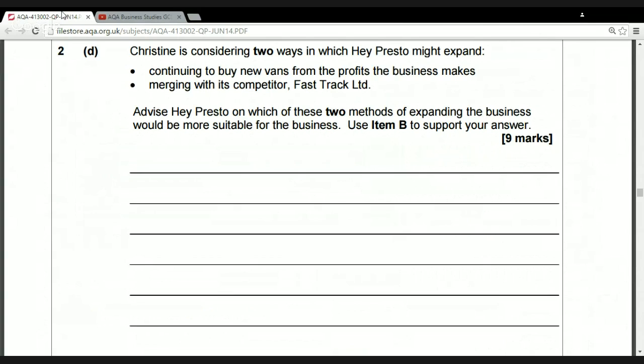Then you'd go into the advantage. So I'll pick the advantage for you guys. It will be something like, it's a faster way to grow, especially with new competition. So you could say Hey Presto can grow a lot quicker with Fast Track because they both have their strengths, which can improve the company, and they can have a larger network in cities and establish new contacts.